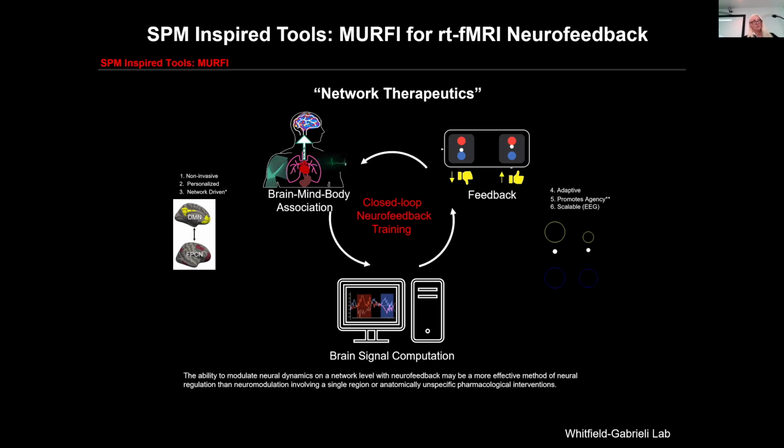So a lot of times when you're receiving a treatment, whether it's DBS, TMS, or what have you, the patient is acting as a receiver, whereas here the patient is actually actively engaged in modulating the networks and subsequent modulation of their symptoms. And we also think that the ability to modulate the neural dynamics on a network level with the neurofeedback may be a more effective method of neuroregulation and neuromodulation than involving only a single region.